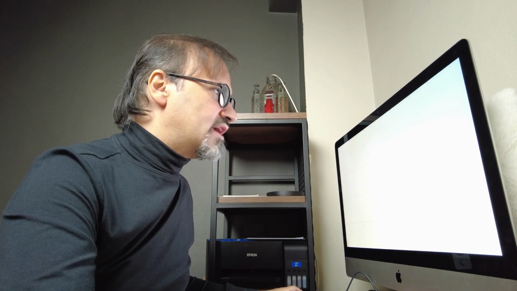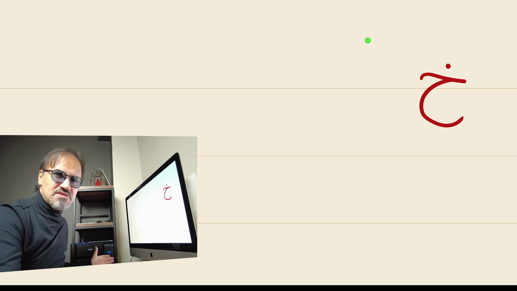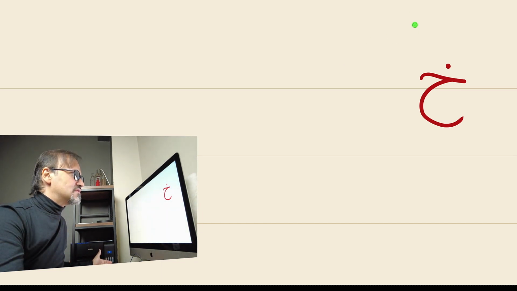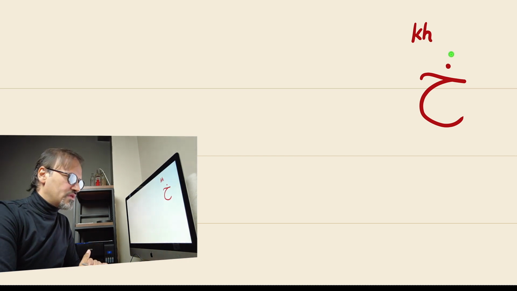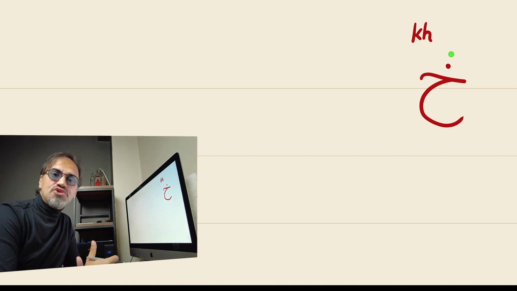Now this kh sound, the way it's written is the same as the j and the h, same shape, but this one has a dot on the top. So here's how it's written. Same shape, but it has a dot on the top. Because you don't have that sound in English, you write a K, H. That means kh. Like if you know the name Khalid. Everybody says Khalid, but it's actually Khalid.